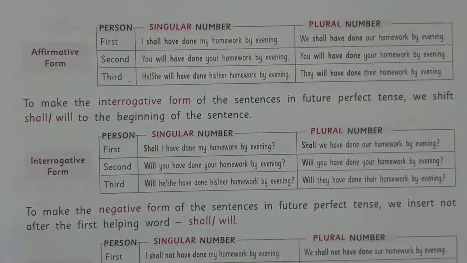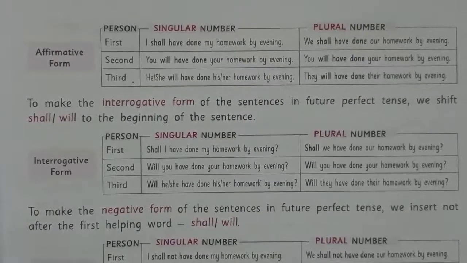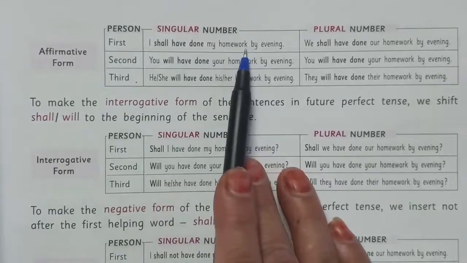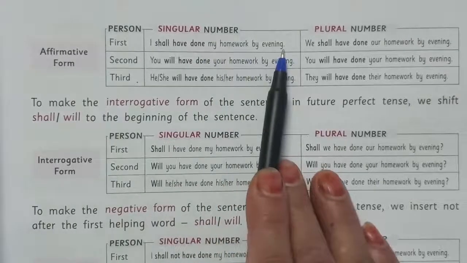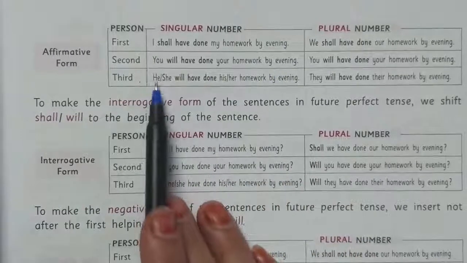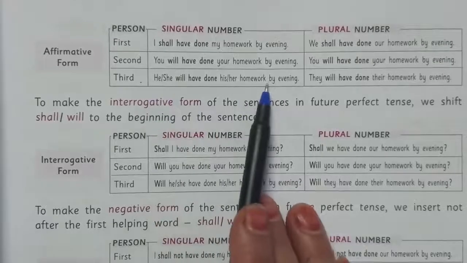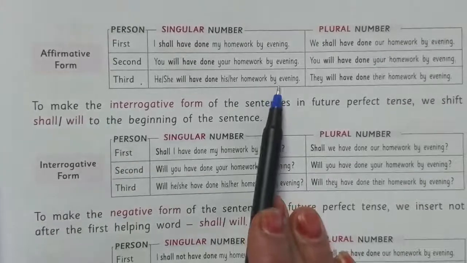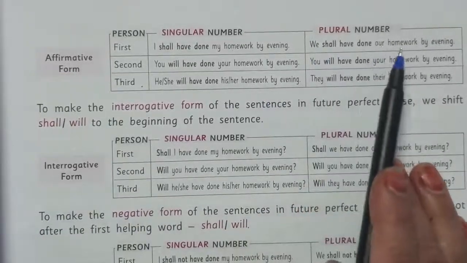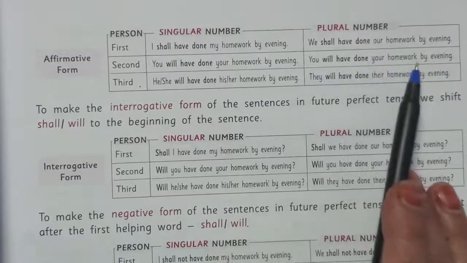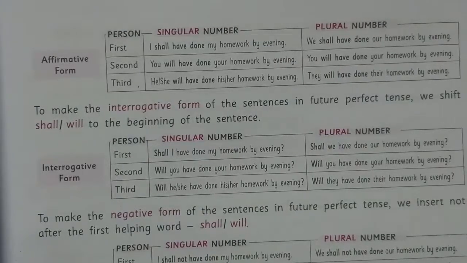Now, let's see the affirmative form of future perfect tense. First person singular number, I shall have done my homework by evening. You will have done your homework by evening. He will have done his homework by evening. She will have done her homework by evening. We shall have done our homework by evening. You will have done your homework by evening. They will have done their homework by evening.